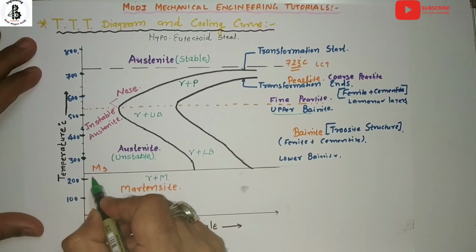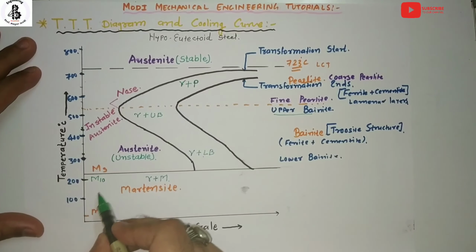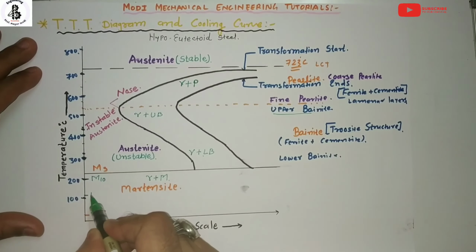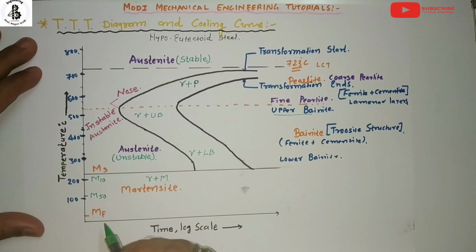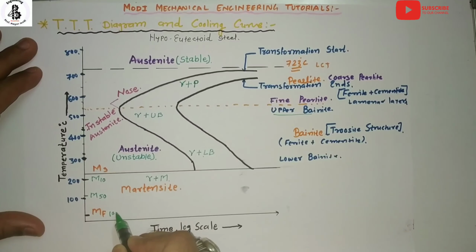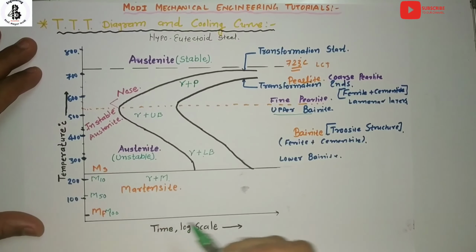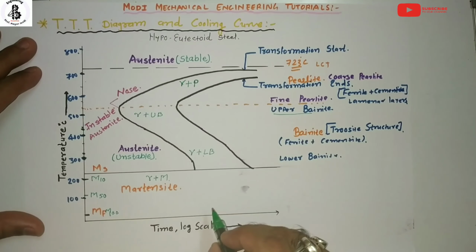You can see here the starting of the martensite. At this point 10% of martensite is formed. Up to this, 50% of martensite is formed, and for this, 100% martensite is formed. That is the total region of the martensite structure.